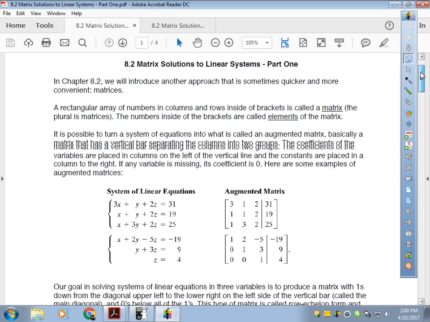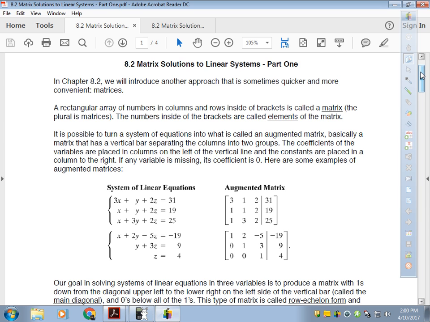So this is section 8.2, which is about matrix solutions to linear systems. In 8.1 we talked about how to solve systems of equations with the elimination method and the substitution method. But we're going to introduce another way that can sometimes be quicker and more convenient, which is the matrix method for solving systems of equations.